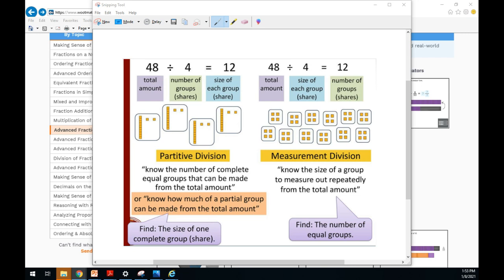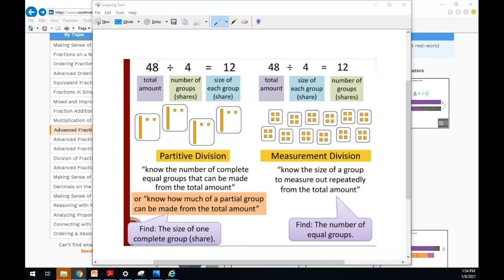On my previous video, part 3 of our little fraction series, we talked about a whole number divided by a fraction. In that type of division, if you have a total amount and you know the size of each group, you're going to figure out the number of groups. That's why you get a whole number as your quotient. So we did a lot of measurement division.